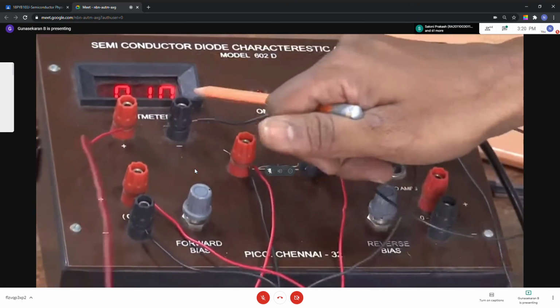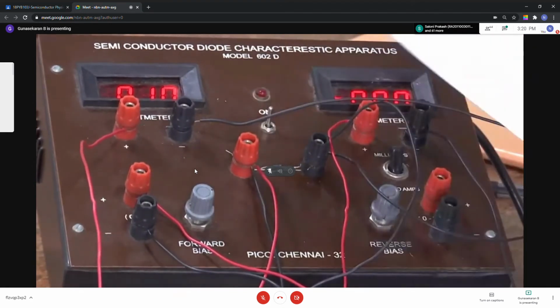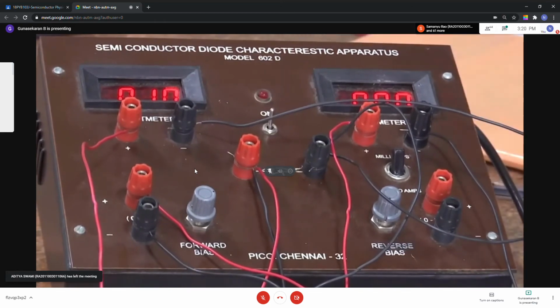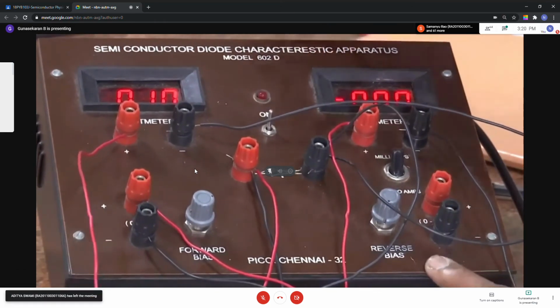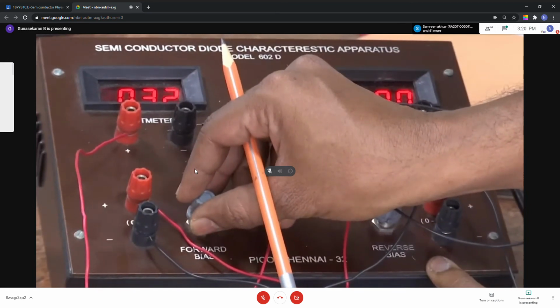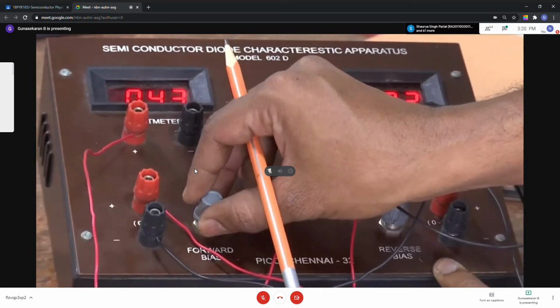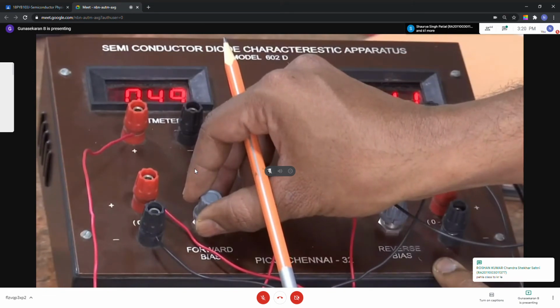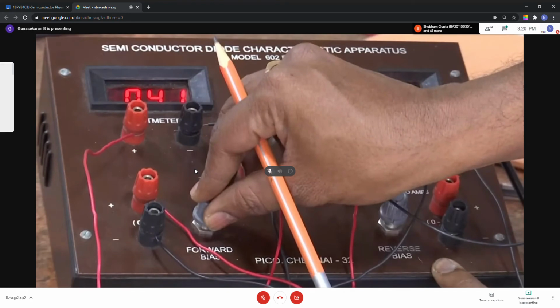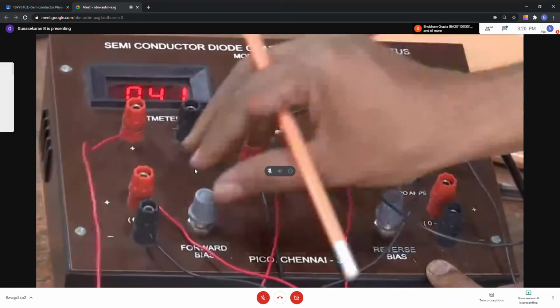It is 0.1 volt. How much is the ammeter reading? It is 0. Again increasing the input voltage to 0.2, 0.3, also 0. Now 0.4, no current, 0. Next increasing to 0.5.